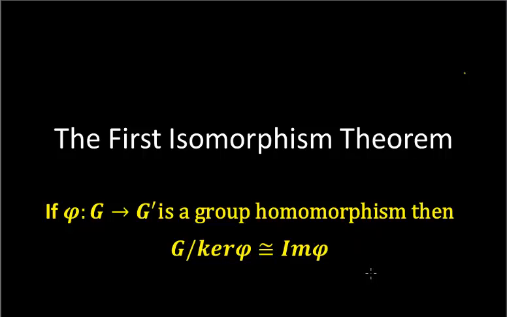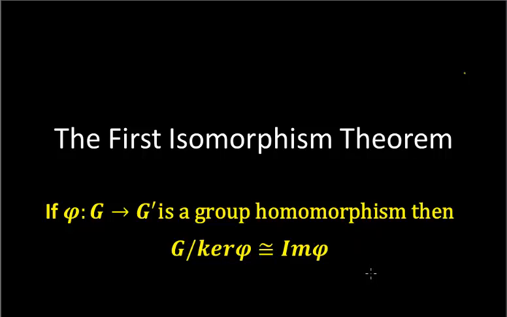The first isomorphism theorem is probably the most important theorem that we have in first semester abstract algebra. If phi is a group homomorphism from G to G prime, then we have proven several times that the kernel of phi is a normal subgroup of G. Therefore, G mod the kernel of phi is a factor group, and it is isomorphic to the image of phi. The image of phi is a subgroup of G prime.